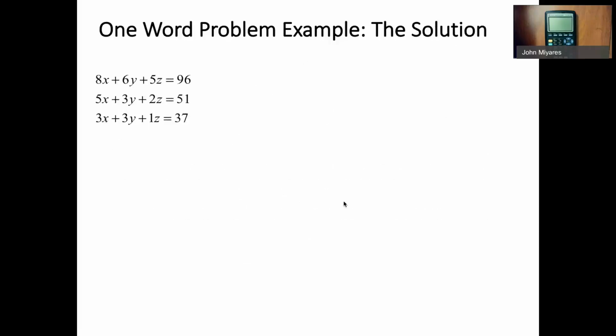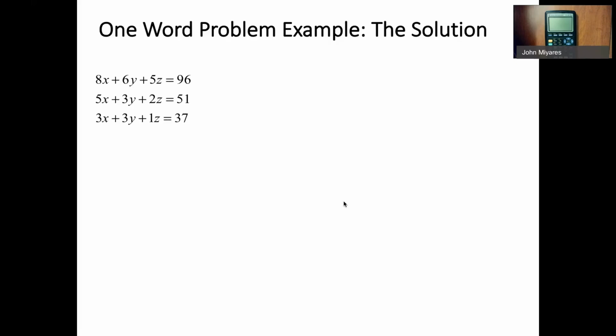So here is our system of 3 equations with 3 unknowns. The first equation is based on the amount of chocolate fudge we have, 8x plus 6y plus 5z equals 96. The second equation is based on the peanut butter fudge, 5x plus 3y plus 1z equals 51. And the third equation is tied to the maple walnut fudge, 3x plus 3y plus 1z equals 37.